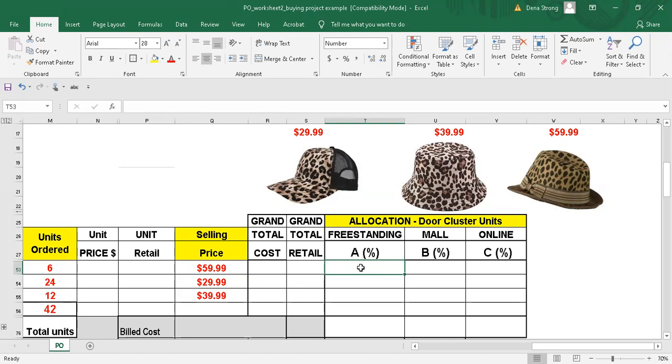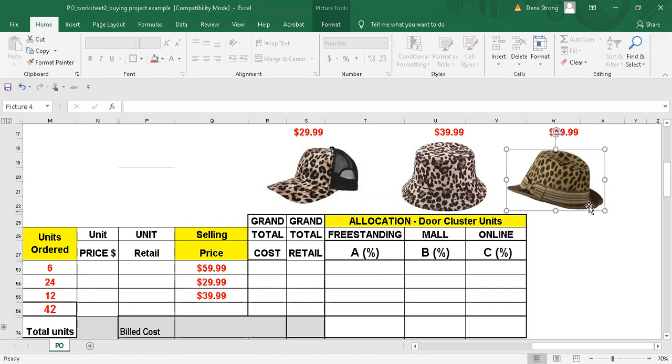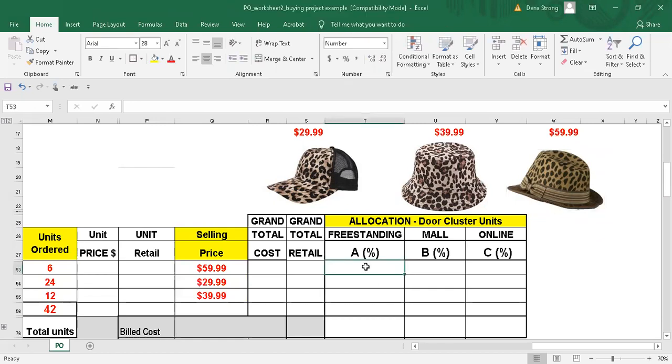Let's take hat number one. We bought 6 units, and this is our fedora style hat, priced at $59.99. So we want to look at more of our freestanding store for this hat. Remember, this is our trendy customer. This customer loves a more trendy style hat. They like to pay higher prices. But again, remember the volume is lower. That is why I only ordered 6 units of this hat. So I have 6 units total of the $59.99 fedora hat.